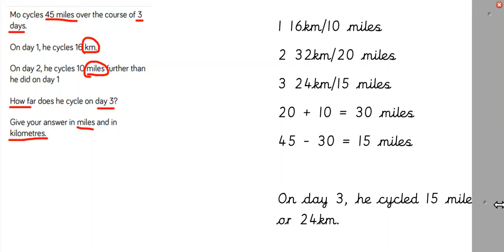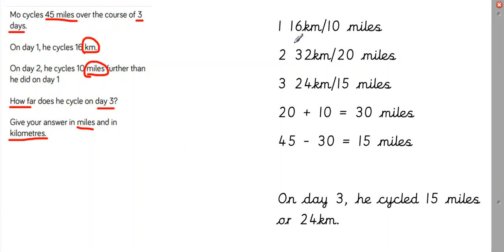So if we have a look at our answers then, on day 1, he cycles 16 kilometres, which is 10 miles. On day 2, he cycles 10 miles further, so that must mean that he cycles 20 miles and 32 kilometres, because if you double 16 you get 32 and double 10 you get 20. Okay, so then on day 3 he must cycle 15 miles or 24 kilometres.